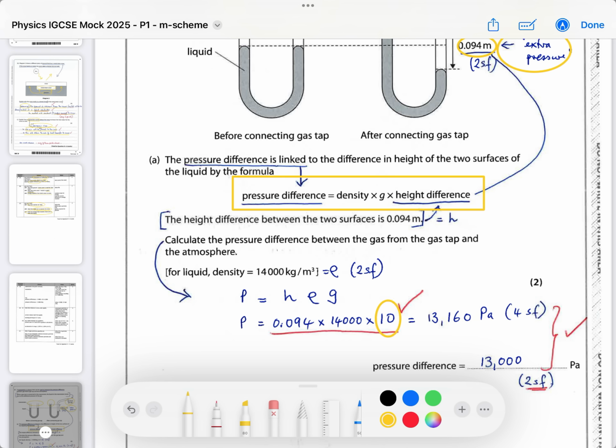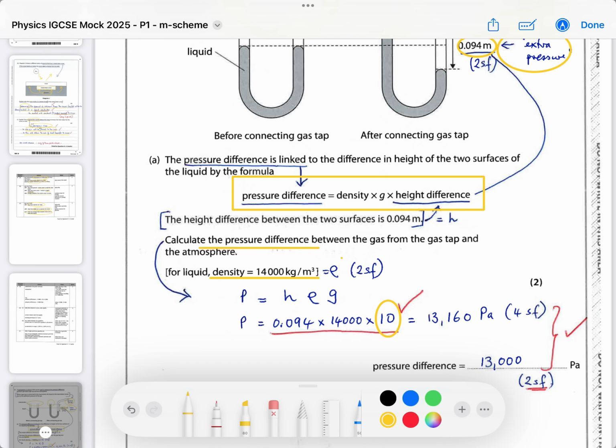So they want you to calculate the pressure difference between the gas from the gas tap and the atmosphere. In other words, how much higher is the gas tap pressure? So we need to know what liquid it is. The density of the liquid is 14,000 kilograms per meter cubed. That's 14 times denser than water. So it's probably mercury. The actual density of mercury is 13,700, I think, kilograms per meter cubed.